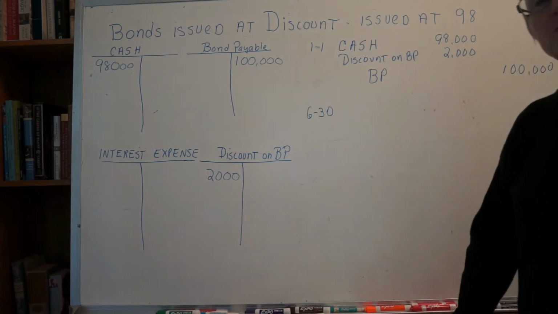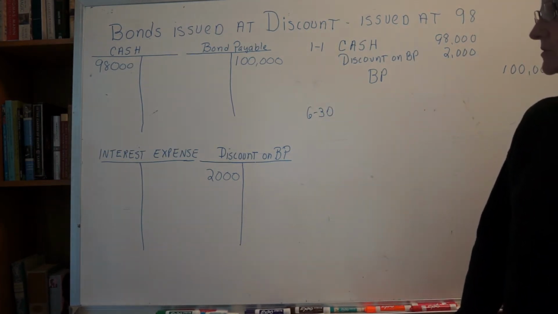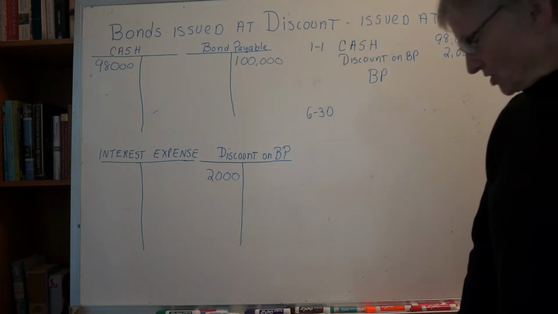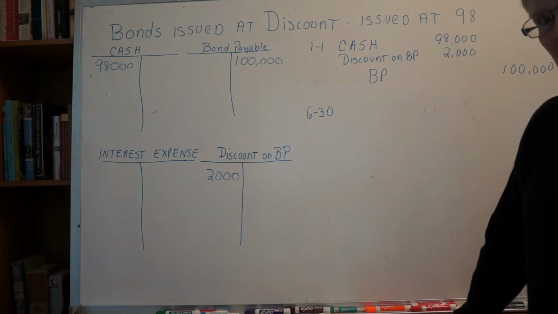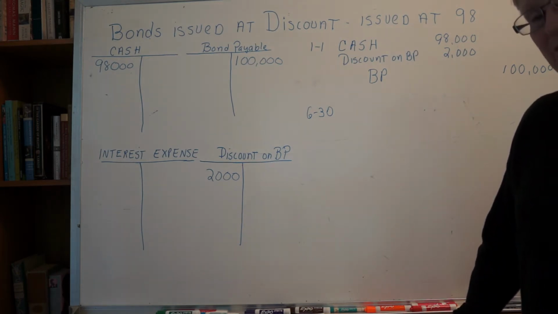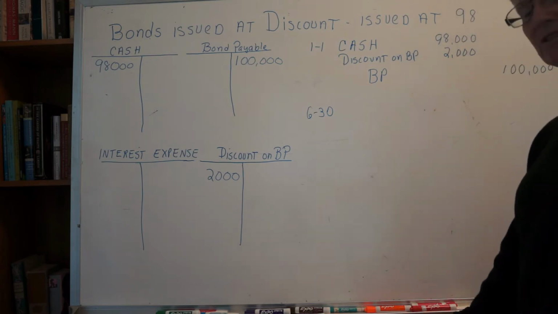And so essentially what happens is that that discount ends up increasing the interest expense of this bond, because we have to pay back just as much money. We have to pay back the 100,000, but we only get to use 98,000. We only have 98,000 to work with. So that essentially increases our interest costs on these bonds. So we say that we amortize the discount over the life of the bond. So let's see how that works. I know you just can't wait.